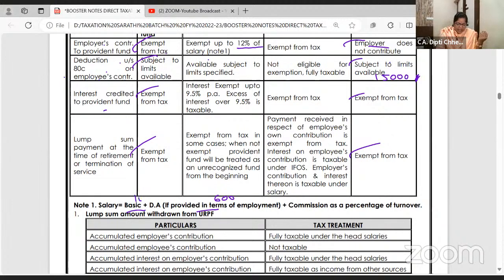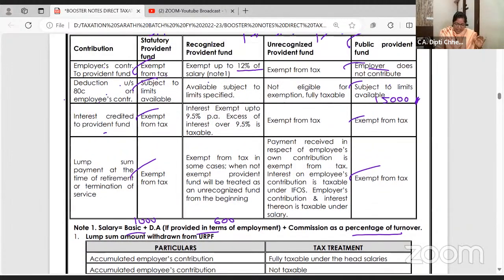Okay. Say basic is 1,000 per month. And commission, if the employee is getting commission based on the turnover, consider that also. So what is the definition of salary? Basic, DA in terms of employment, and commission. This is the same definition, dear students, for HRA also, that is house rent allowance. Now, the employer can contribute 12% of the salary.